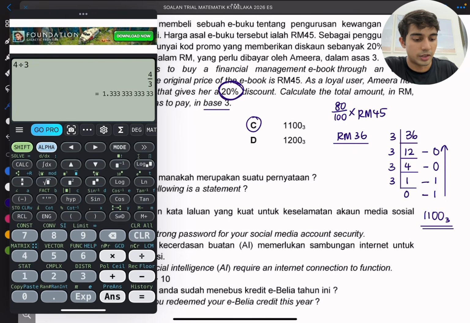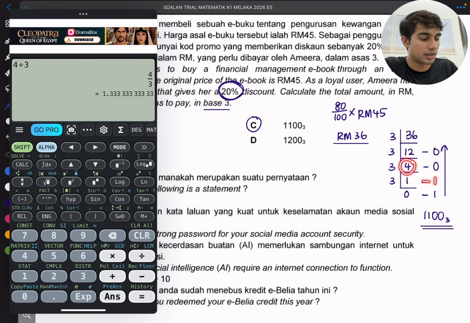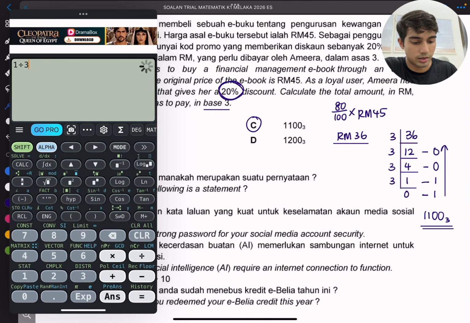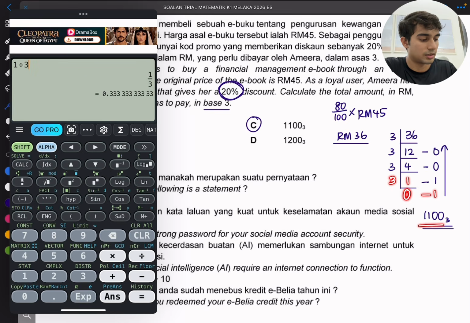4 you divide it by 3, you get 1.333, right? So you have to write just the 1. And then you think 1 times 3 is 3, right? So from here, 4 minus 3, we get 1 as the balance. Then 1 divided by 3, we get 0 point something, so you write 0. So 0 times 3 is 0, so the remaining is 1. This is the answer.